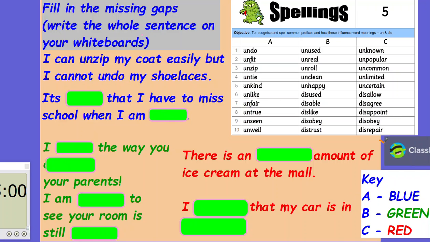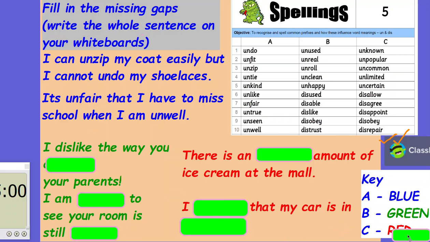Okay, if you've got both of those correct, you can give yourself a tick and that will be a dojo. Next sentence. It's unfair that I have to miss school when I am unwell. Okay, again, if you've got both of those right, you can give yourself a tick, which will be a dojo point. Okay, so green group, this is group B.